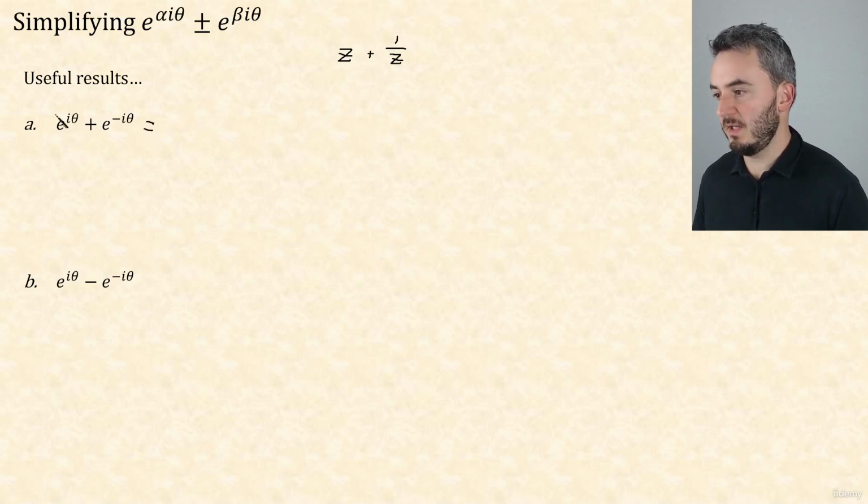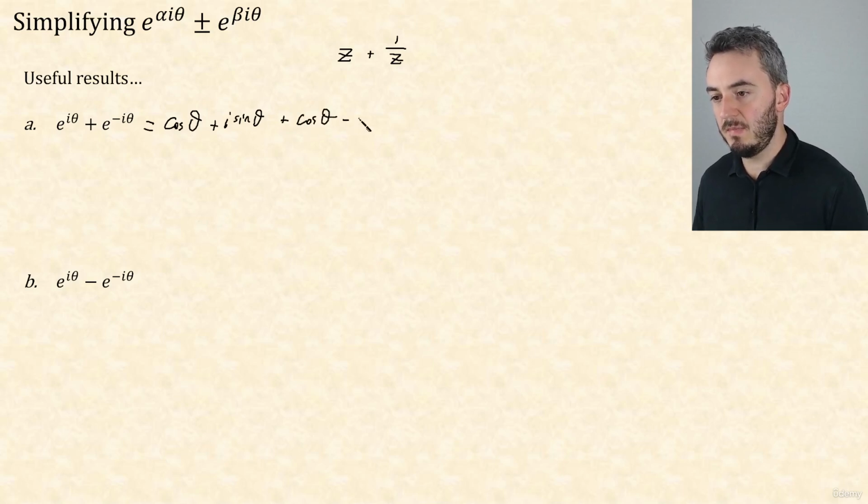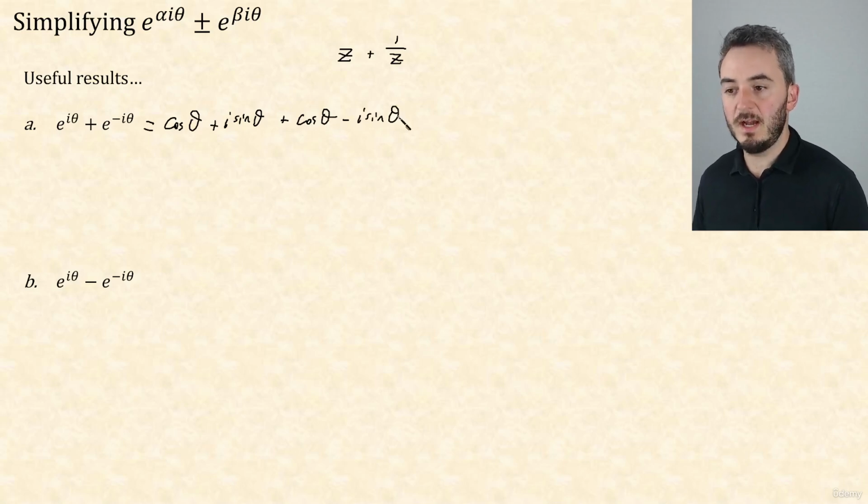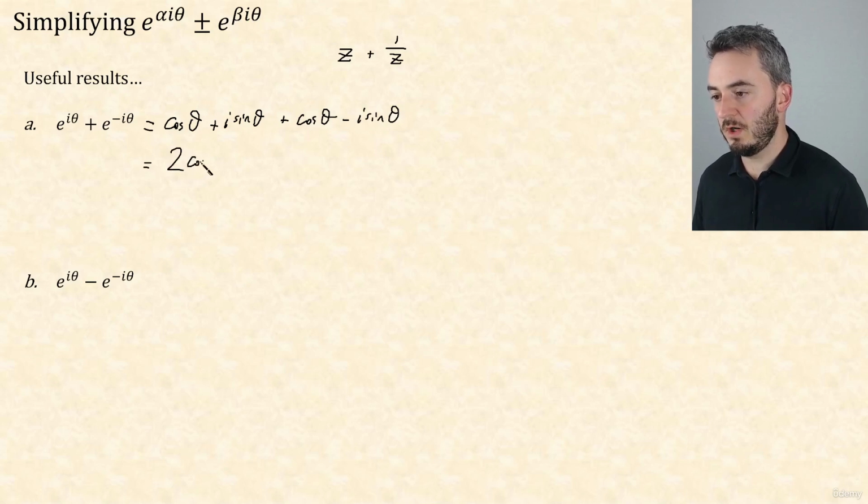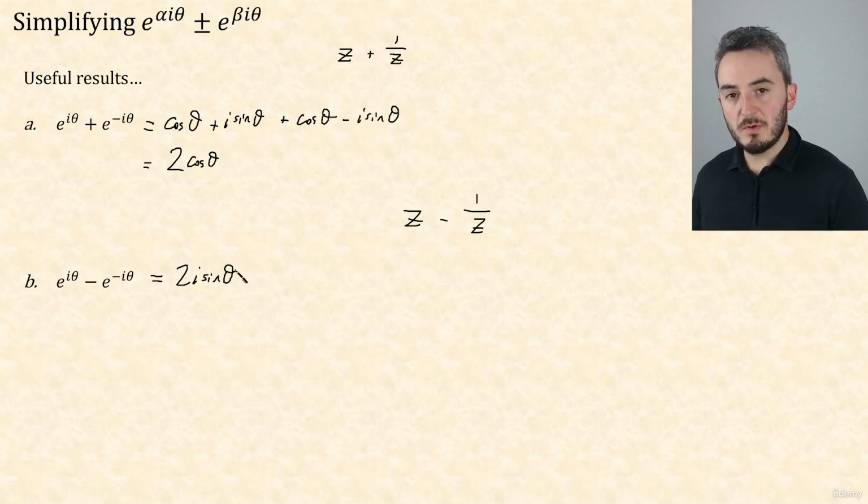And to really spell it out, it's a reminder really, e to the i theta is cos theta plus i sine theta, and then e to the minus i theta is cos theta minus i sine theta. And that's because cos of minus theta is the same as cos theta, and sine of minus theta is minus sine theta. And of course, this gives us 2 cos theta. So it's the same result as this, it just looks a little different. Similarly, this one is just the same as our z minus 1 over z result, and recall that that is 2i sine theta.